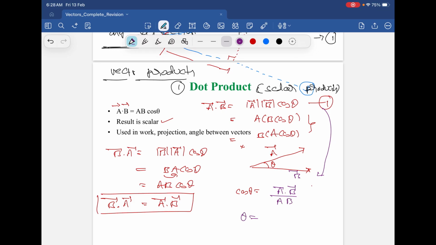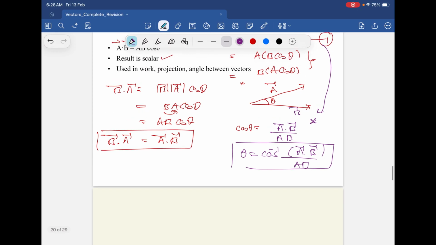So whenever you want to find the angle between vectors, you can use this relation: cos inverse of a dot b by ab. Simply remember this formula. Whenever someone asks you to find the angle between two vectors, cos theta is a dot b by mod a mod b. For finding the angle between the vectors, we're making use of what? Dot product. Simply cos theta is a dot b by mod a mod b. This is one application for finding the angle.